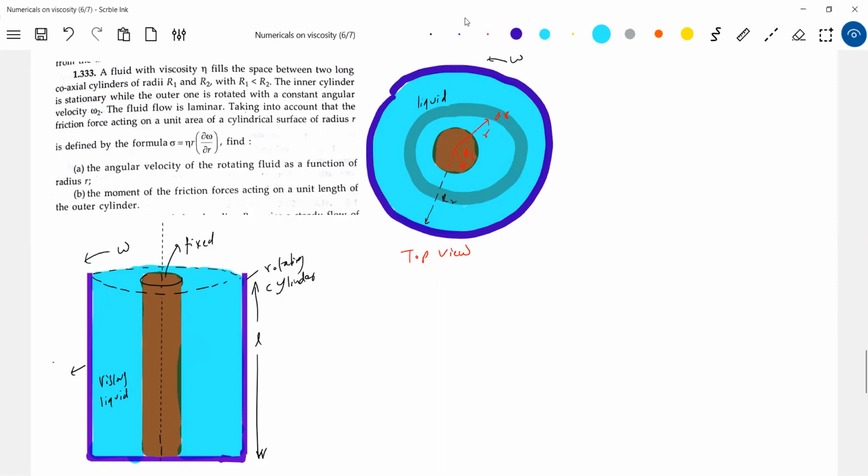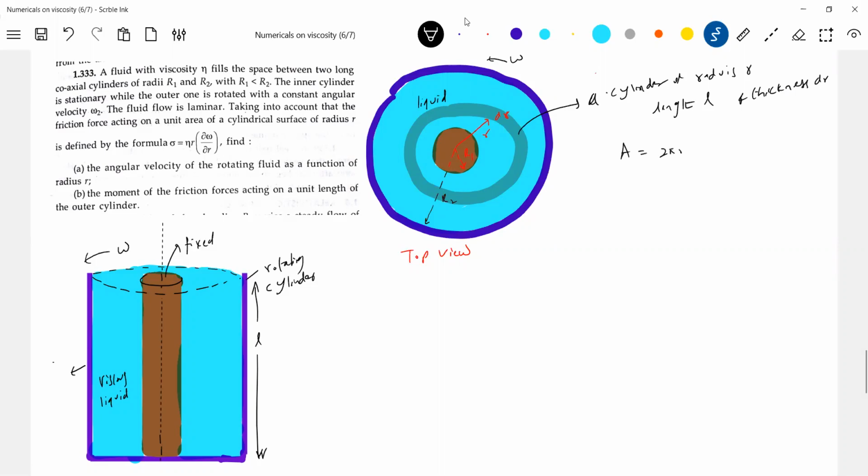So what we have to consider? A cylinder of radius r, length l, and thickness dr. Now you see this. What is the surface area of this cylinder? 2 pi rl. The tangential velocity of this will be like this. Then how the viscous drag dF? Let's define dF. dF is equal to eta into 2 pi rl into v. Velocity is v.